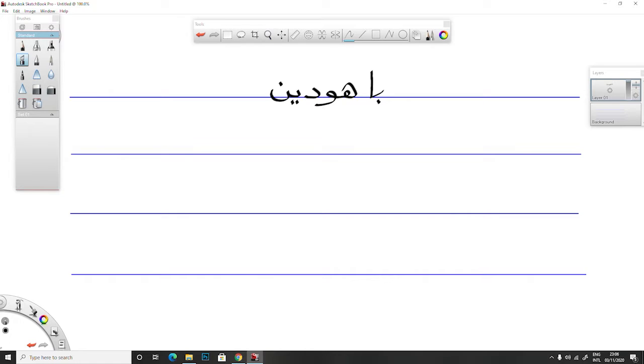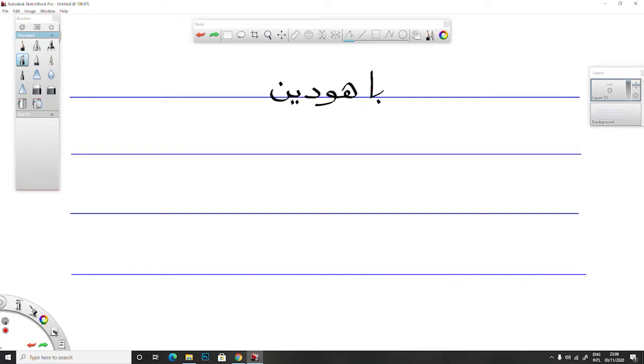And let me explain the letters to you. This is actually Ba, the initial form, and this is Alif, the final form. Here is Ha, the initial form, Waw, Dal, Ya, and Nun. I'll write the tashkil on the top of each letter.